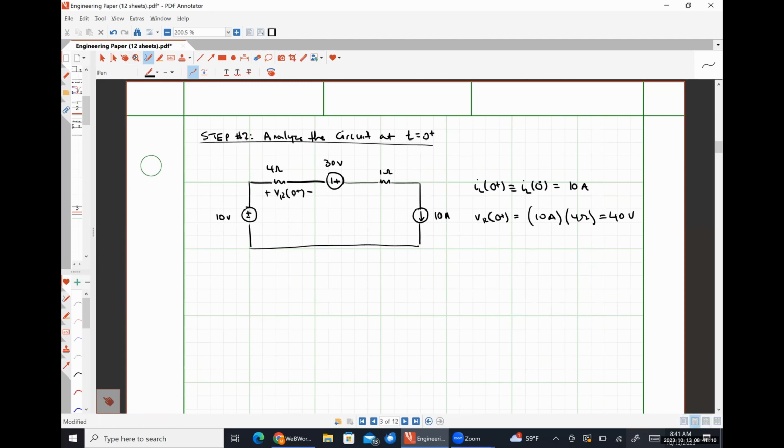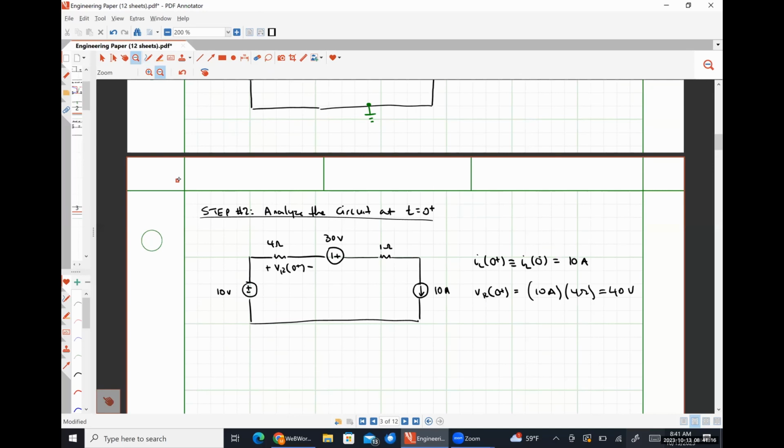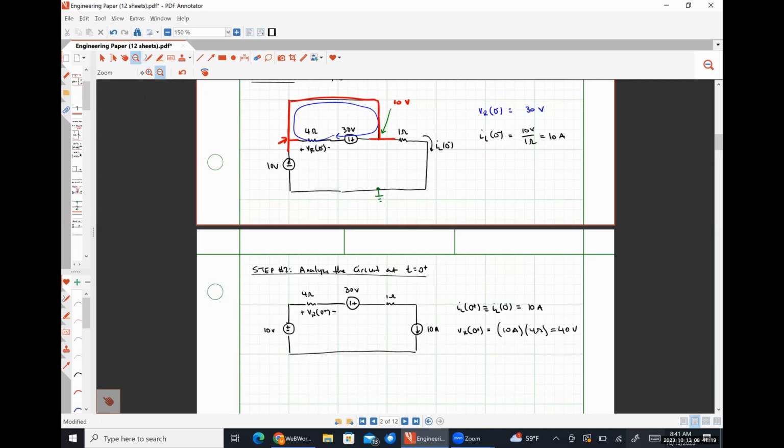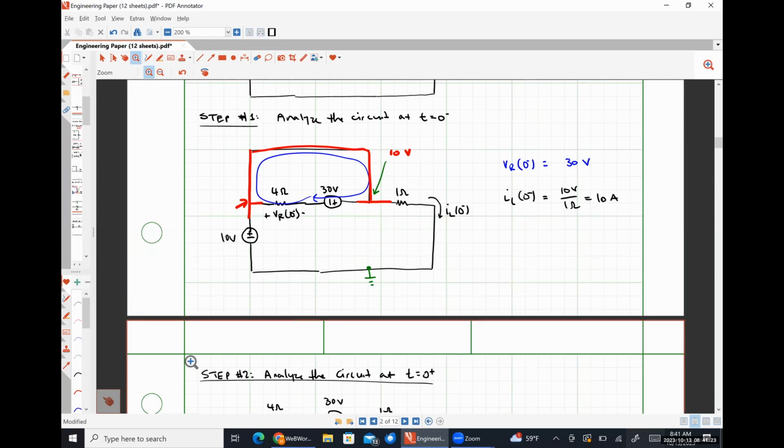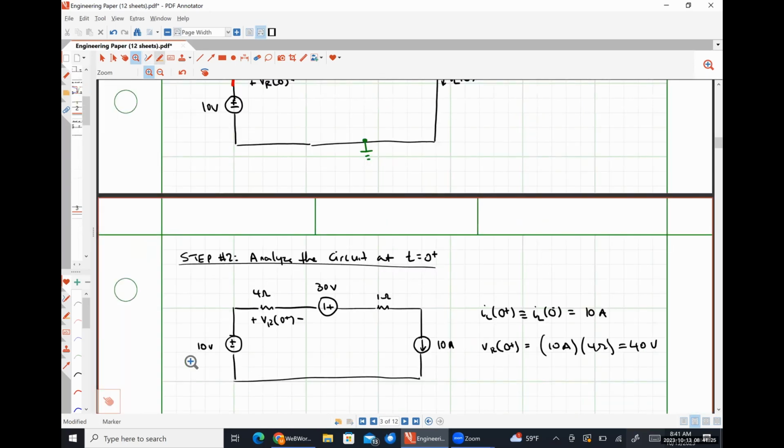Let me zoom back out because that's going to bother me. Well, apparently I'm zooming in the wrong direction. There we go. Sorry about that.